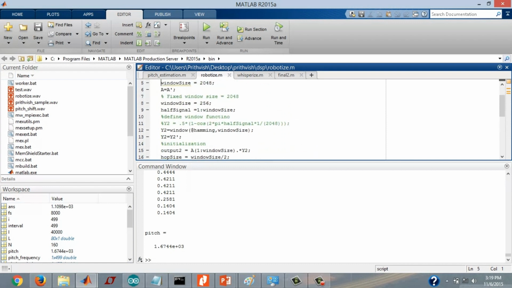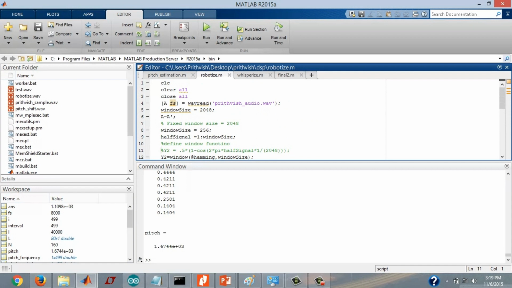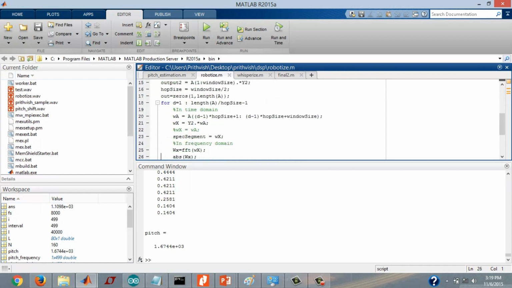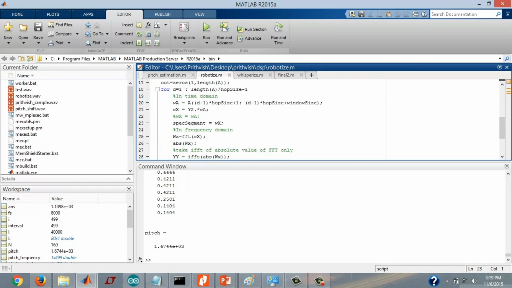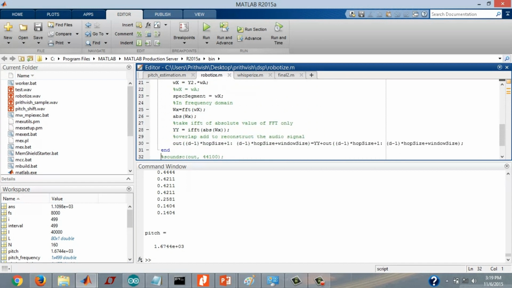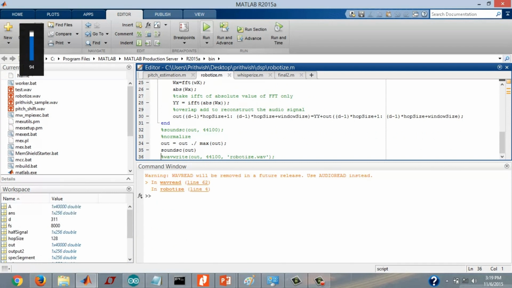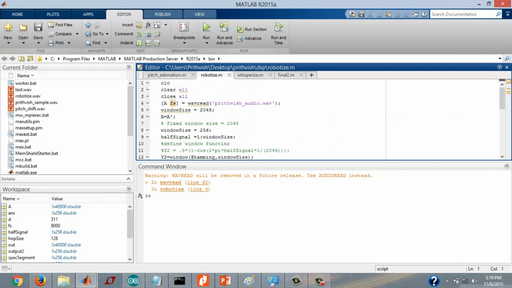For example, we have tried getting the robotization effect. In the robotization effect we simply set the phase of each window chunk to be 0. Simply we set the phase to be 0. Now if I run this, so this was a robotized voice signal of 2 seconds.